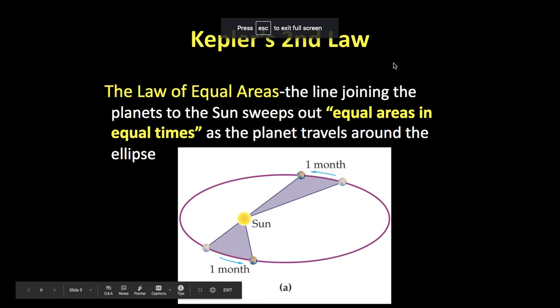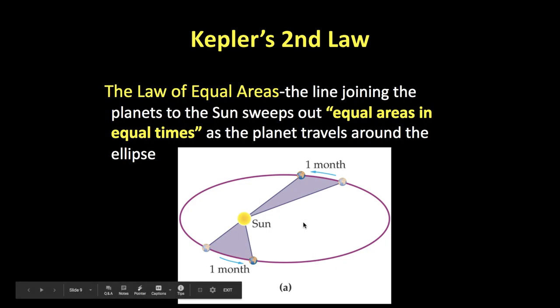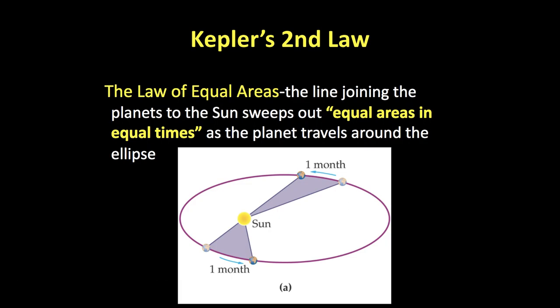Haha, it's right here. So Kepler's second law states that the line joining the planets to the sun sweeps out equal areas in equal times. Okay. If you see a diagram like this, it's always Kepler's second law. If you see a diagram like that, just pick Kepler's second law. Just pick it, because it's right.